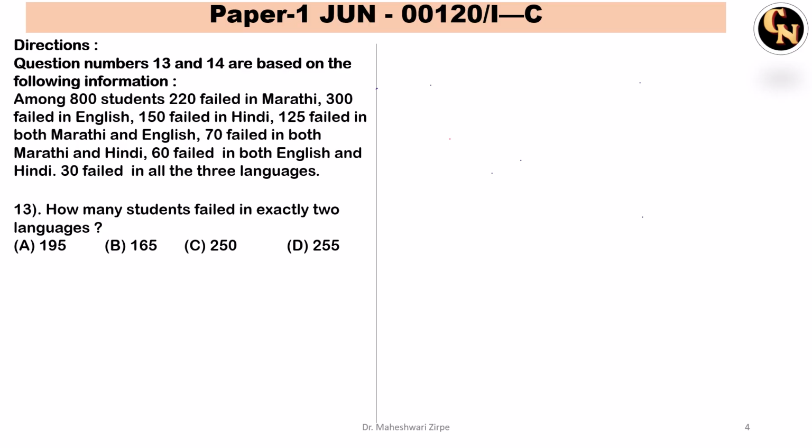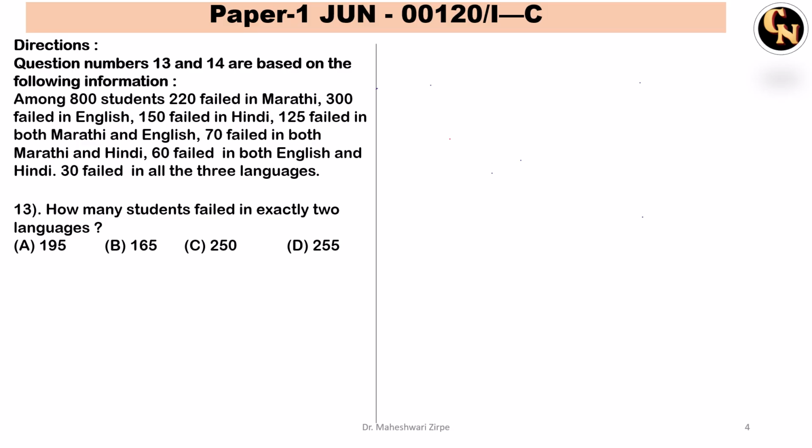Question 13 and 14 are based on the following information. Among 800 students, 220 failed in Marathi, 300 students failed in English and 150 failed in Hindi. 125 failed in both Marathi and English, 70 failed in Marathi and Hindi and 60 failed in English and Hindi. And there are 30 students who failed in all the three languages. Such questions we can easily solve using a Venn diagram. Question 13 says: how many students failed in exactly two languages.